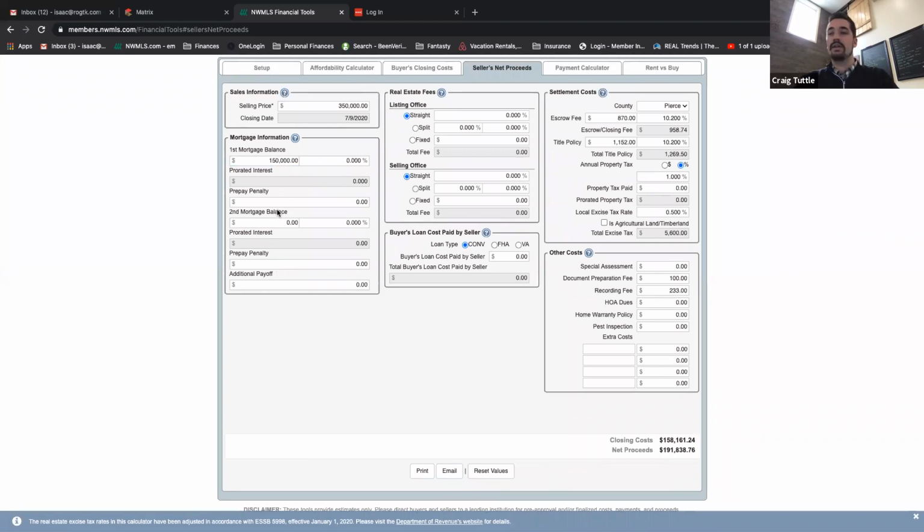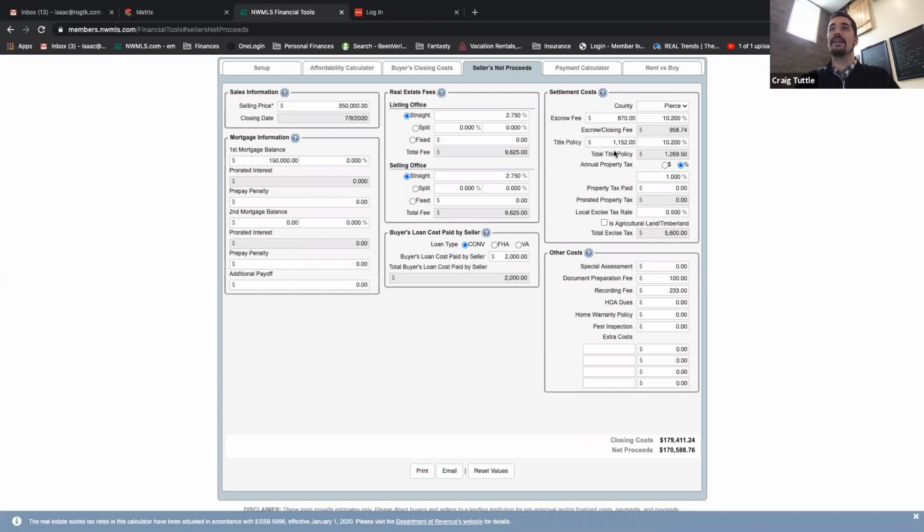They have a second mortgage, a home equity line of credit, anything like that. Residential in Washington, there's no such thing as prepayment penalties, so that won't ever be applicable. Okay, now you put in the commissions, say 2.75 to each side, or whatever you are charging. Let's say this buyer that we are reviewing right now is asking for $2,000 in loan costs paid by the seller. It auto calculates the escrow fee based off of Pierce County.